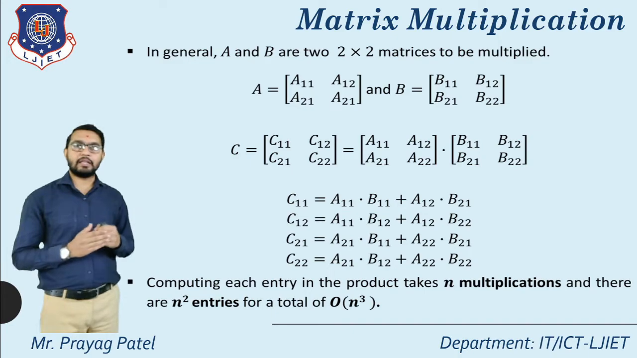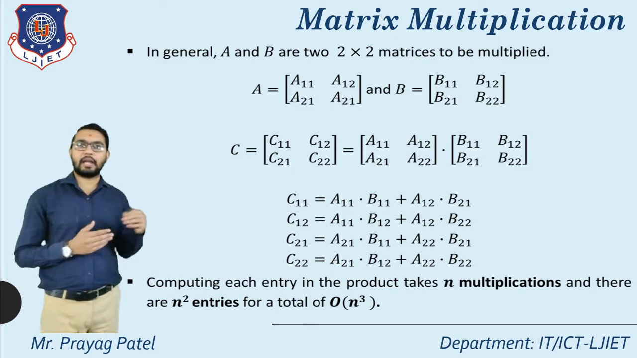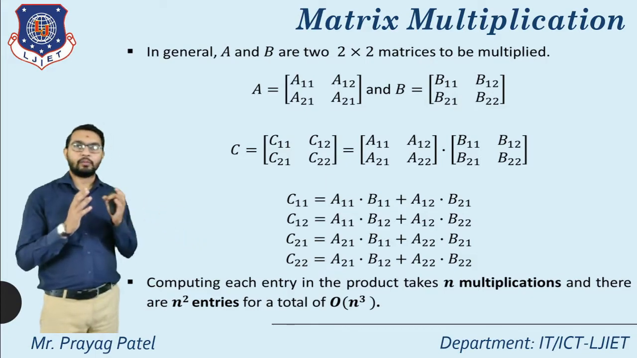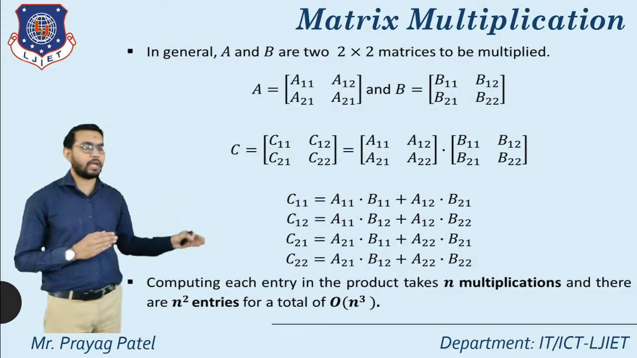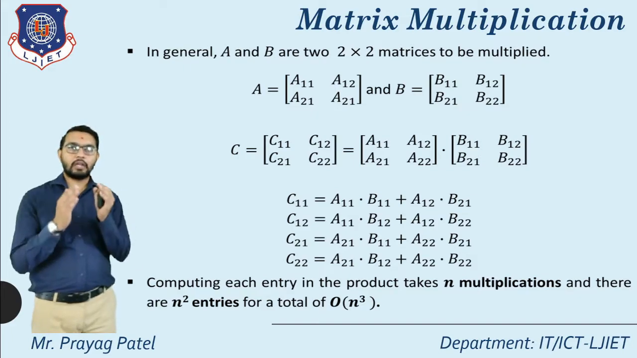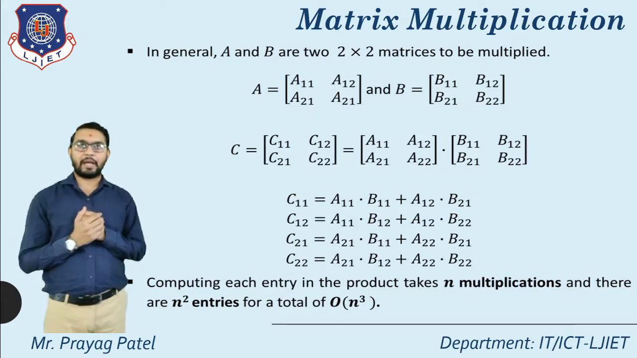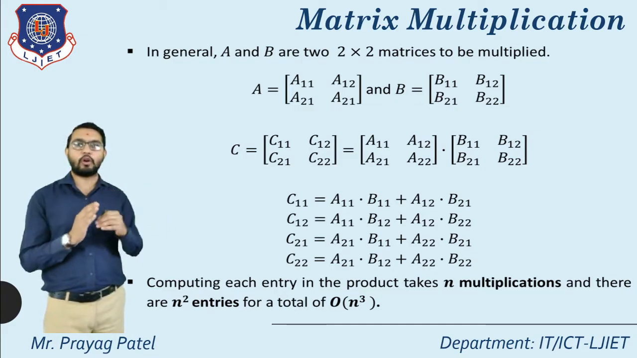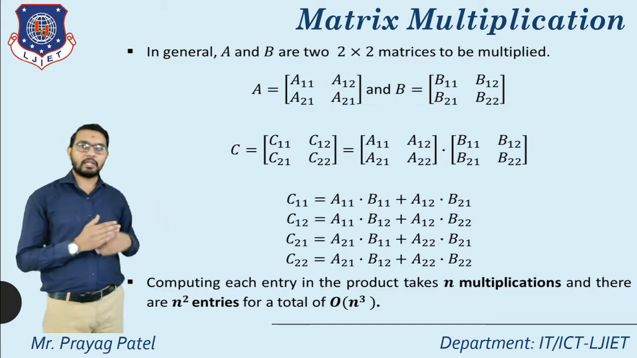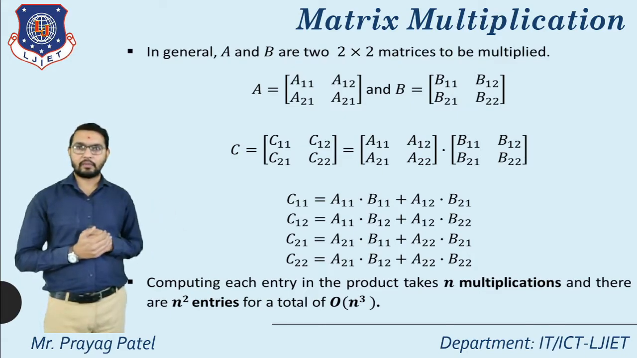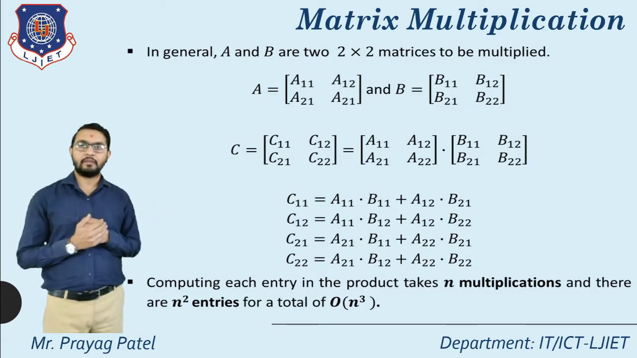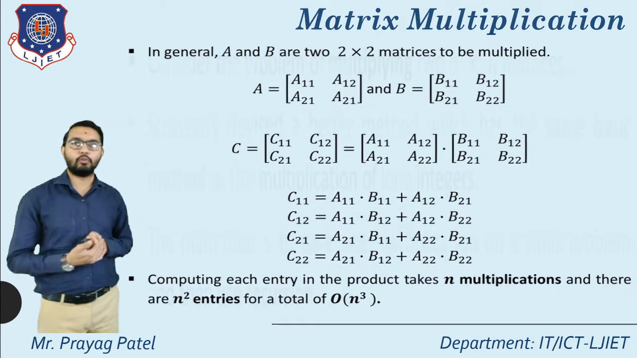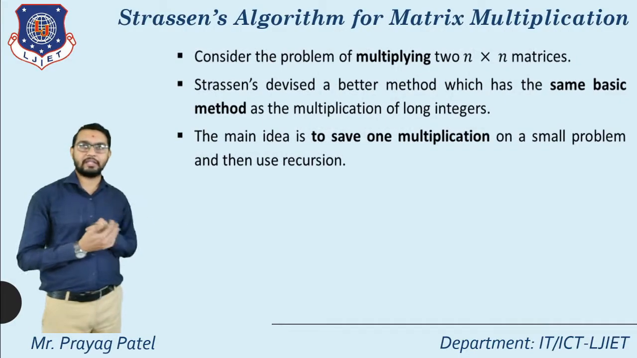Computing each entry in the product takes n multiplications, and there are n square entries, so the total complexity of this multiplication is big O of n cube. So using the normal method of matrix multiplication, we get the complexity as big O of n cube. Now Strassen uses a different set of equations to find the matrix multiplication, and the complexity becomes less than big O of n cube, that is, the complexity decreases.